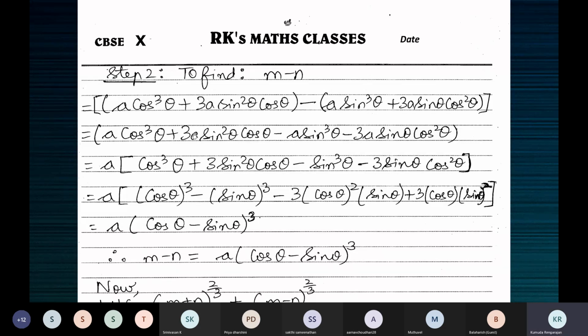So this is m minus n, and then when you open the bracket, the signs change. Here minus and minus, this becomes minus, this also becomes minus. And then a is common, bring out a. And these terms are of the form a cube minus b cube minus 3a square b plus 3ab square, which is a minus b the whole cubed.